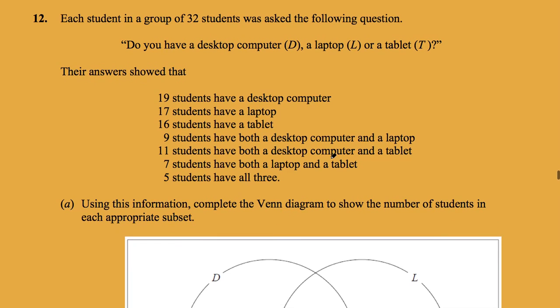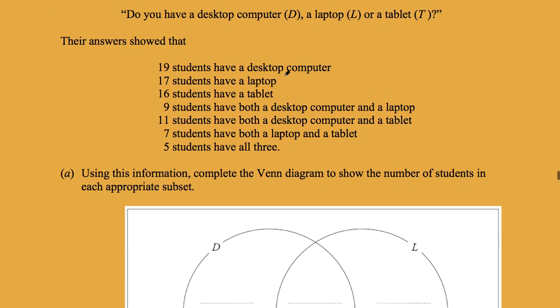Question 12, Venn diagram question. Each student in a group of 32 students was asked the following question. Do you have a desktop computer D, a laptop L, or a tablet T? Their answers showed that 19 students have a desktop computer, 17 have a laptop, 16 have a tablet, 9 have desktop and laptop, 11 desktop and tablet, 7 laptop and tablet, and 5 have all three.